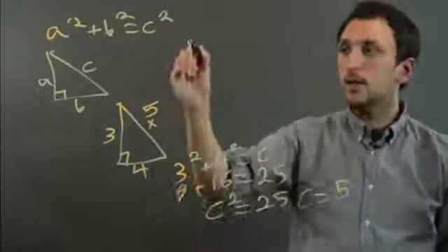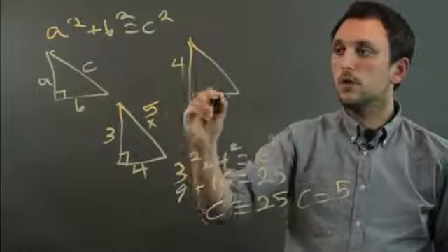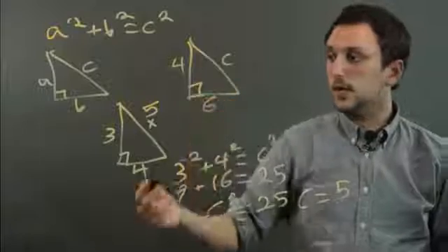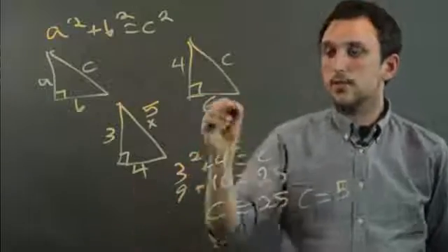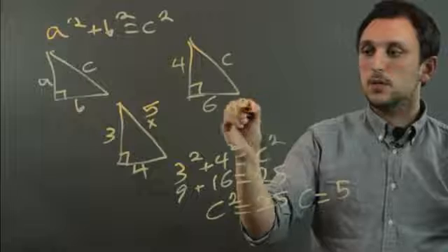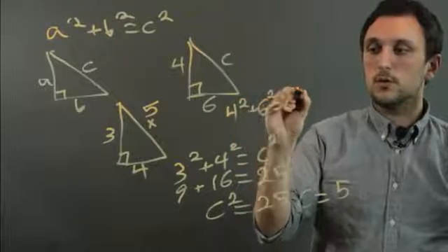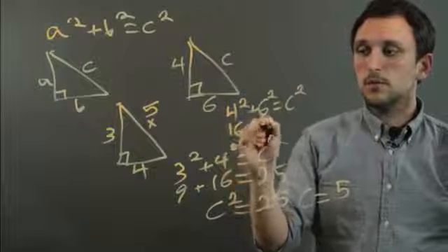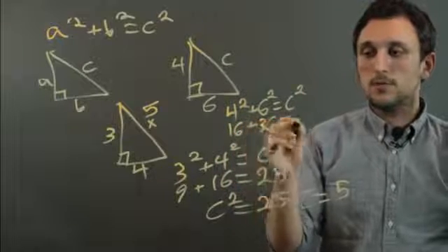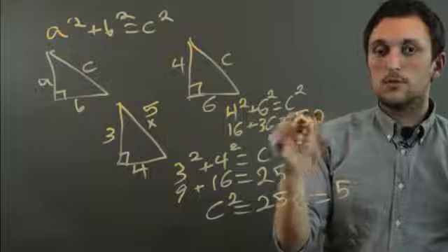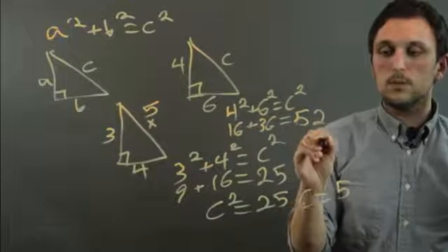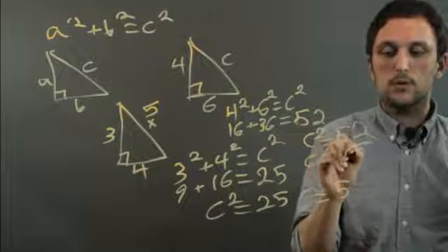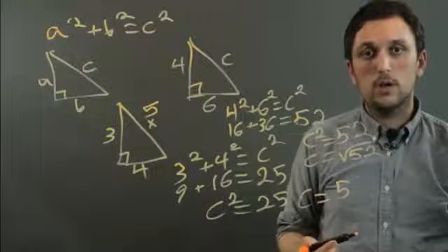So we can say here is 4, 6, and c, where this is a 90-degree angle. So you would again do the Pythagorean theorem. In this case, you'd say 4 squared plus 6 squared equals c squared. So 4 squared is 16 plus 36 equals 52. So c squared is 52, and that means that c equals radical 52, which is roughly 7.1.